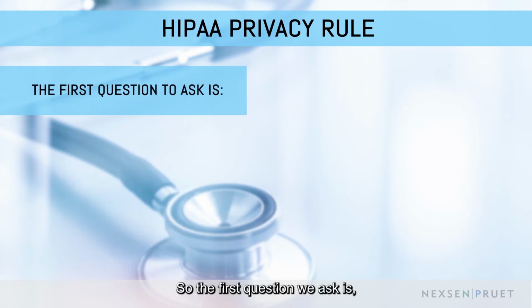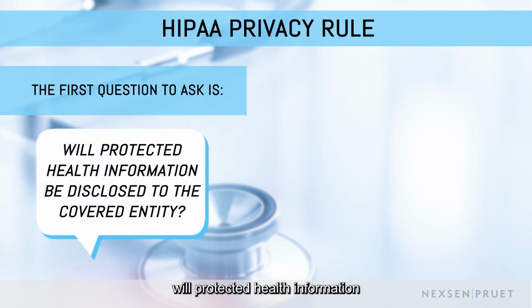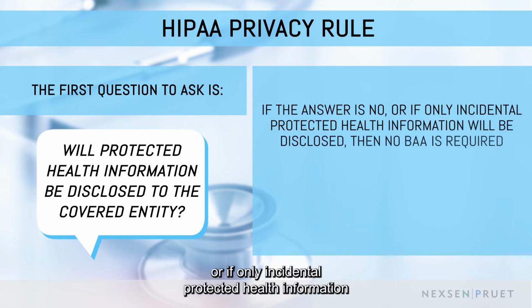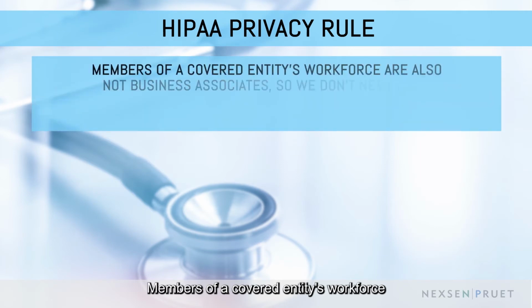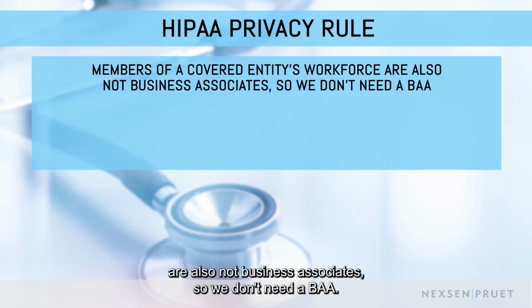So the first question we ask is, will protected health information be disclosed to the covered entity? If the answer is no, or if only incidental protected health information will be disclosed, then no BAA is required. One example of incidental disclosures would involve a hospital janitor. Members of a covered entity's workforce are also not business associates, so we don't need a BAA.